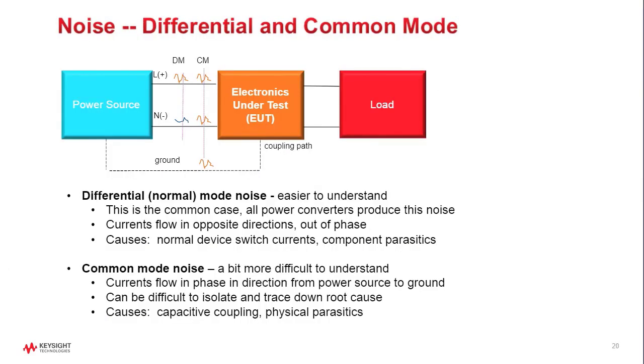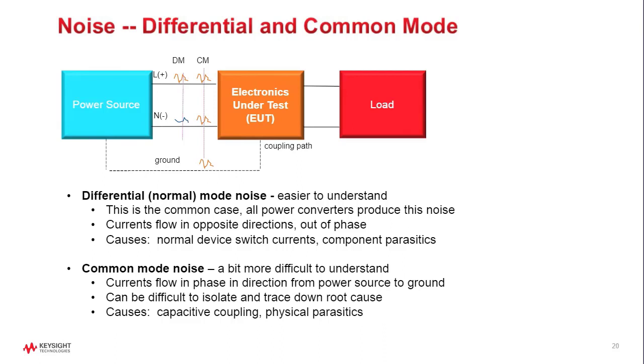A couple things that are important to understand, especially with regard to the EMI conductive measurements, are differential and common mode noise. I think a lot of people would agree that the differential noise is easier to understand than common mode noise. The currents are flowing in opposite directions. By describing them as differential, you're indicating they are out of phase. And this is very normal behavior. And some of it's actually due to component parasitics, but a lot of it's very normal behavior.